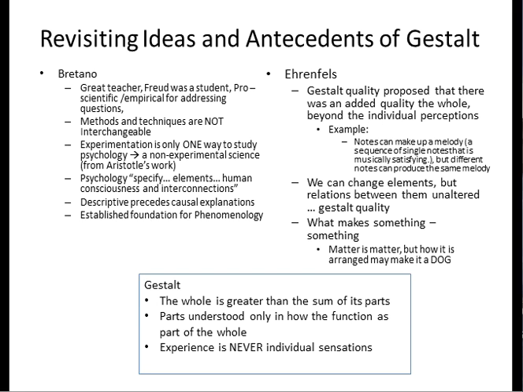Well, first of all, matter is matter. We're all made of matter, the same stuff. But the key thing is how it is arranged. May make a dog, or a cat, or you. So the notion here is that all the matter is matter, but there is this other quality to putting this stuff together that makes you a unique individual, or a dog, or a cat. So Gestalt, the whole is greater than the sum of its parts. Parts are understood only in how they function as part of the whole, and experience is never individual sensations.